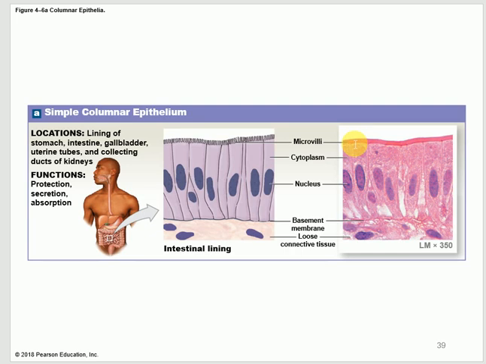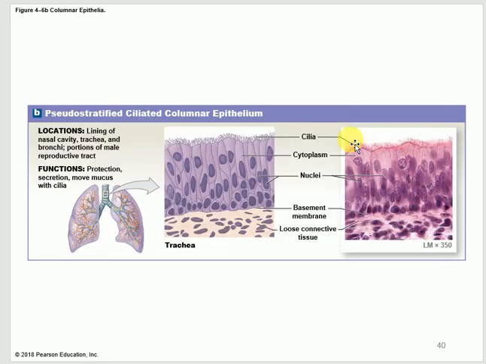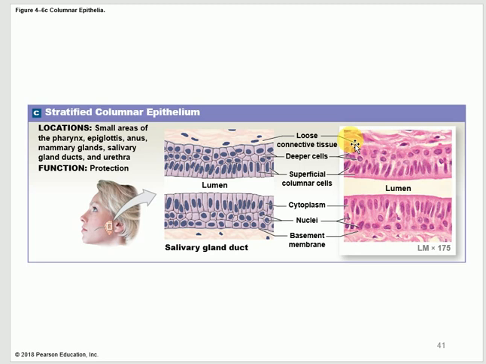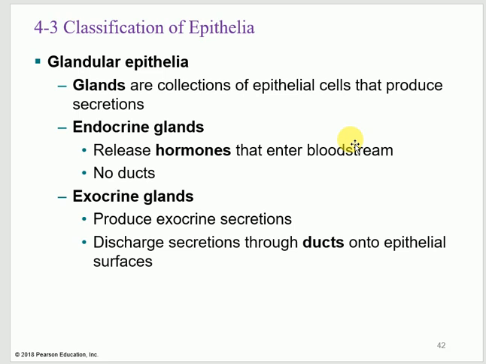Here is the simple. It's in the intestine and colon. Pseudostratified, location is important. And this is the trachea, bronchi. These are the most important ones. If you look at it, it looks as if it is multiple layers, but if you take one of those, look at this, start from here going all the way down, it's one cell. But because they are squeezed, it gives you a false impression, which is pseudo. Stratified, location is important: pharynx, the gland duct, urethra, and the anus.